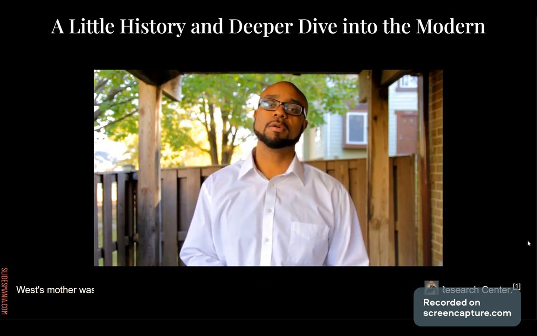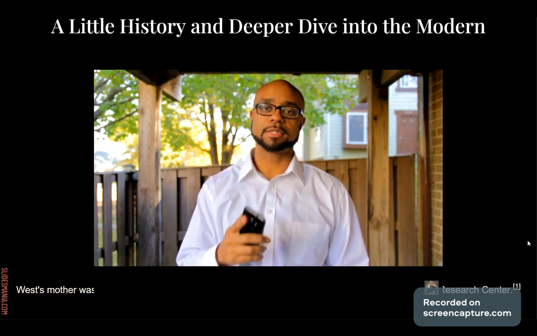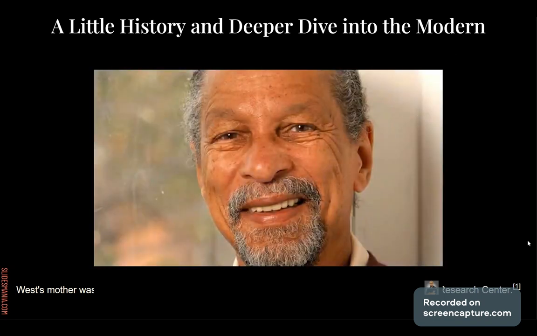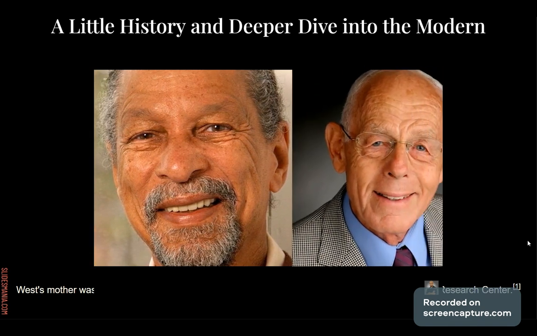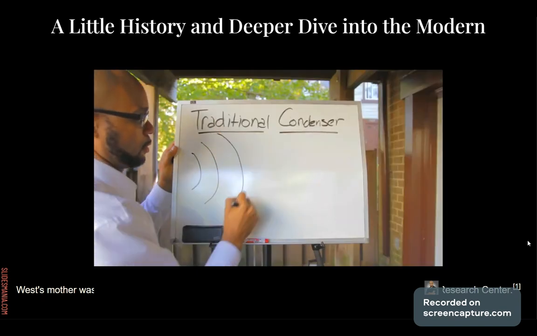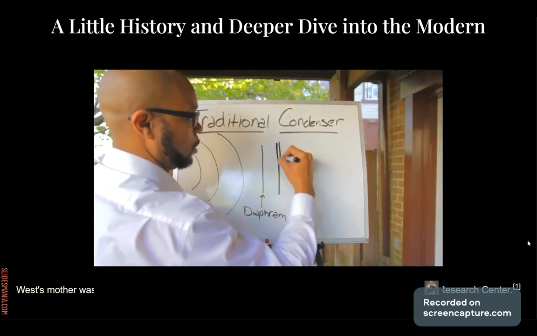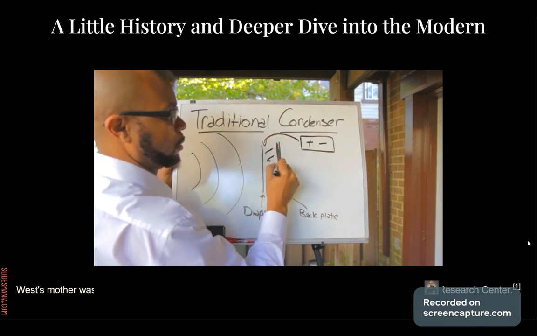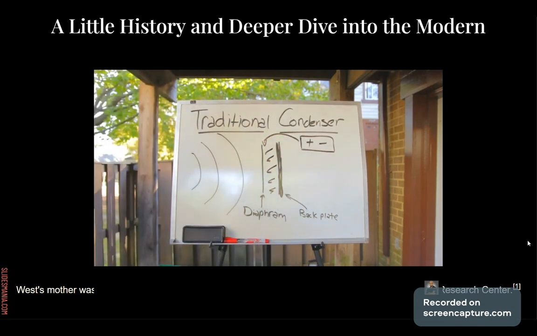Truth is, no one would be able to hear anything if it weren't for the teamwork of James West and Gerard Sessler. Between 1962 and 64, at Bell Laboratories, James E. West, American, and Gerard Sessler, German, developed the electroacoustic transducer electret microphone, which we now call the electret condenser microphone. Before this invention, condenser microphones needed a battery or an external power source to power the electromagnetic field needed to convert sound into an electrical signal.